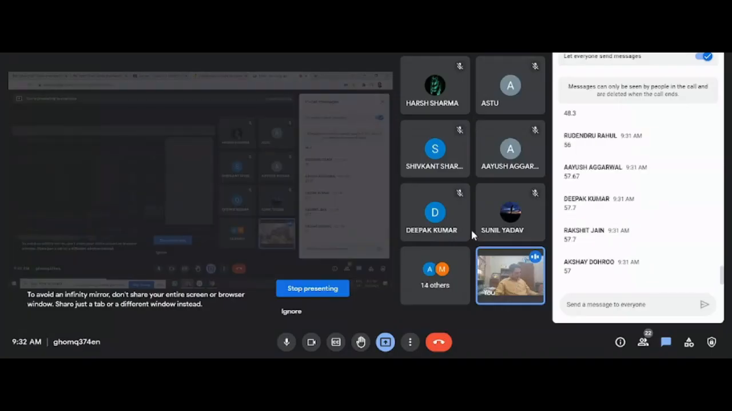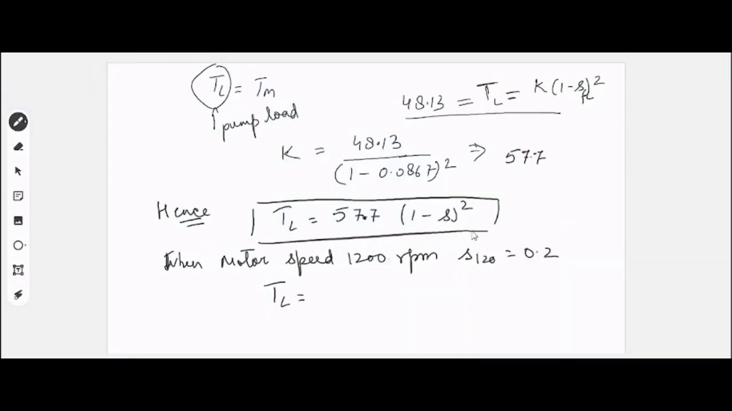Write your answer in the chat box. Let's see who writes first. Give me the answer of the load torque that will be required to be generated by the motor when it will be running at 1200 rpm. 36.9. The value of load torque at 1200 rpm will be 36.9.